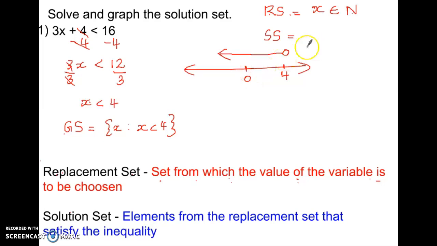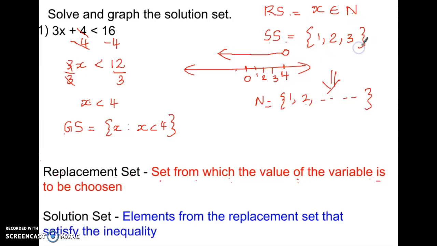Here we know natural numbers start from 1. Natural numbers is a set of numbers that starts from 1 and goes on to infinity. So what do you have in common with the solution set and the set of natural numbers? We have 1, 2, 3, and 4. Any of the numbers that aren't in this set cannot be in the solution set. So the solution set will be 1, 2, and 3. I cannot include 4 because it's an open circle here.